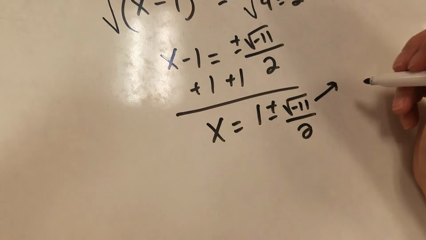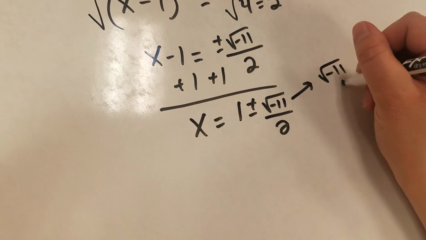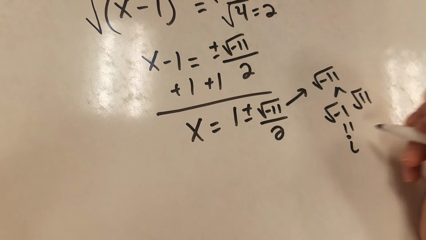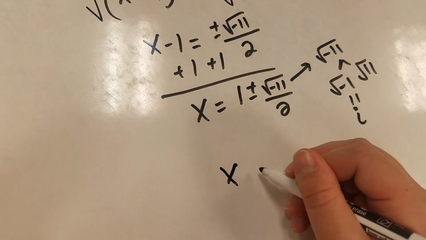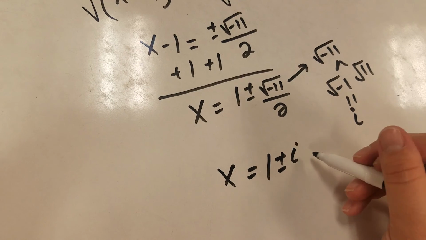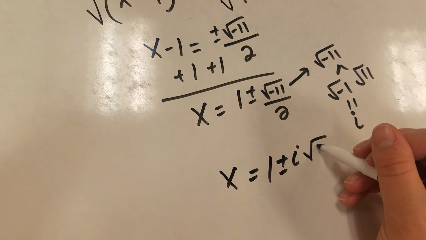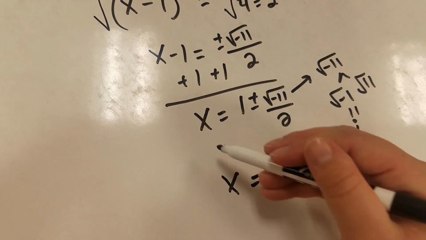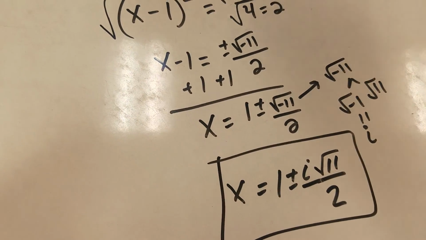We cannot have a negative number in our square root, so we can break it into negative 1 and 11. Square root of negative 1 is i. 11 does not simplify, so we end up with our answer of 1 plus or minus i square root of 11, all over 2. So same answer, different ways to get there.